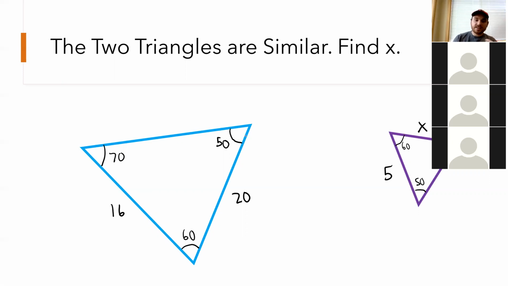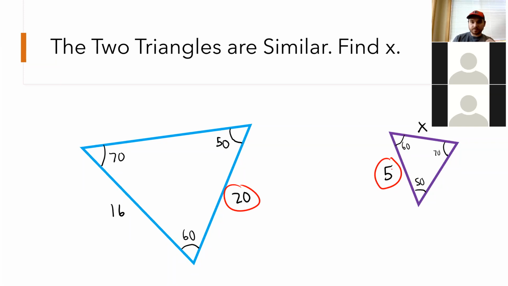We've got this side of length 20 that's in between the 50-degree angle and the 60-degree angle. If we look here, we have a 50-degree angle, a 60-degree angle, and a side equal to 5. So we know that this side that I'm circling corresponds to this side over here. If we look at x, which I'll underline, that's in between the 60-degree angle and the 70-degree angle. And luckily, we were given the side over here that corresponds, which is 16. So these two sides are corresponding.